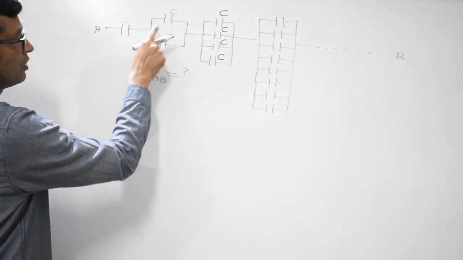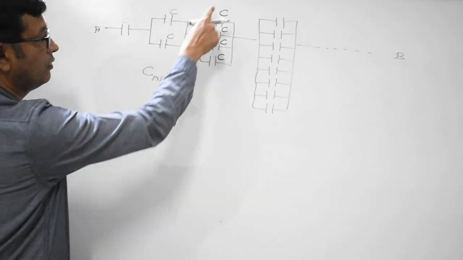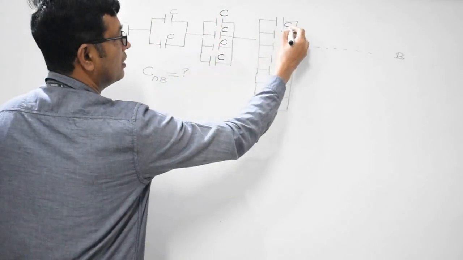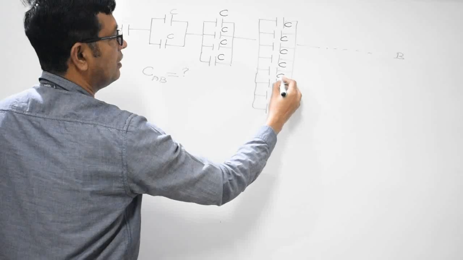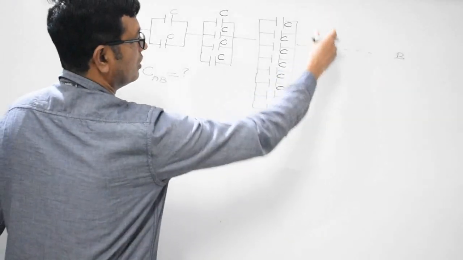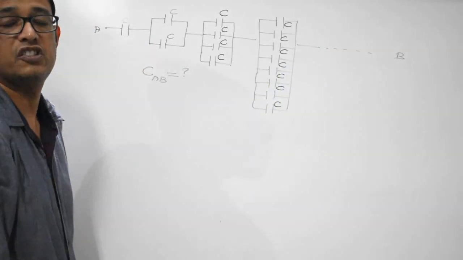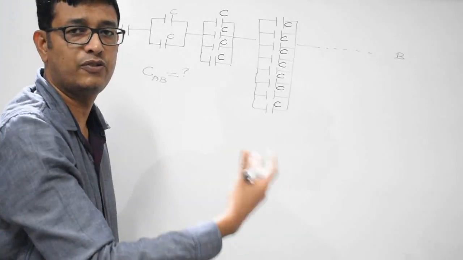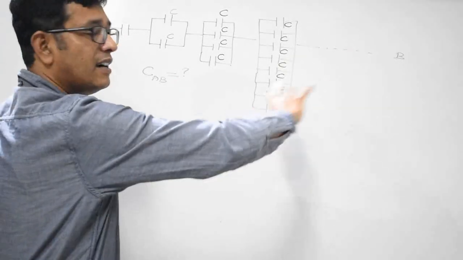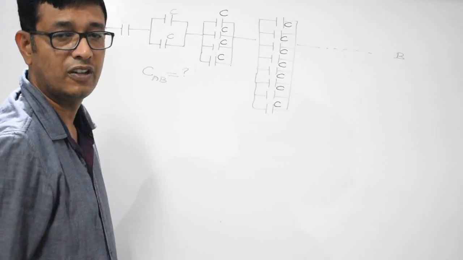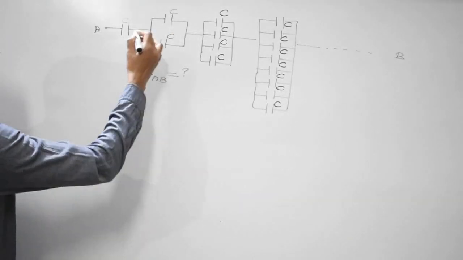Here 1 capacitor connected, here 2 capacitors are connected in parallel, 4 capacitors are connected in parallel, here 8 capacitors are connected in parallel. In the next one there will be obviously 16 capacitors, then 32, then 64, then 128, then 256 and so on. It's an infinite network, right? So let's try to evaluate it.